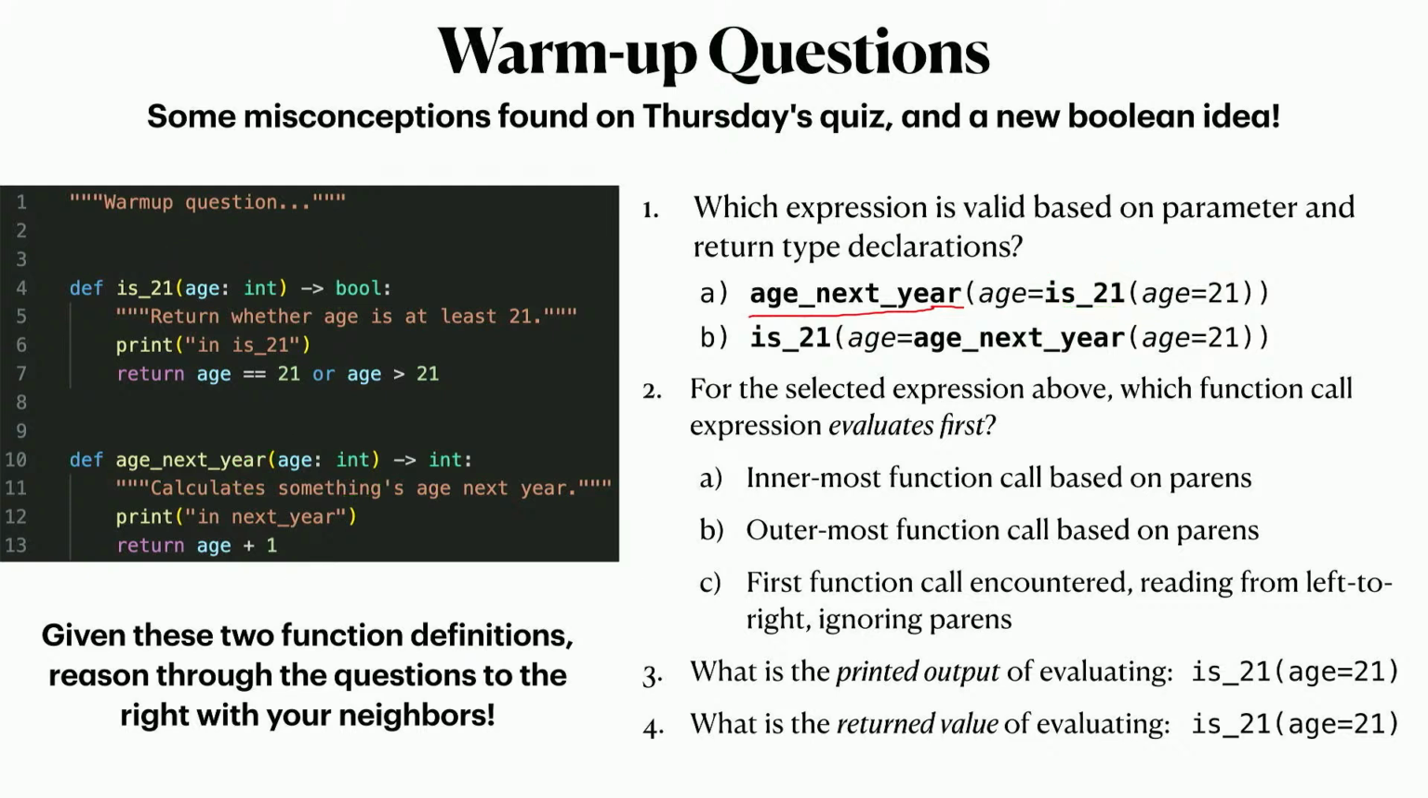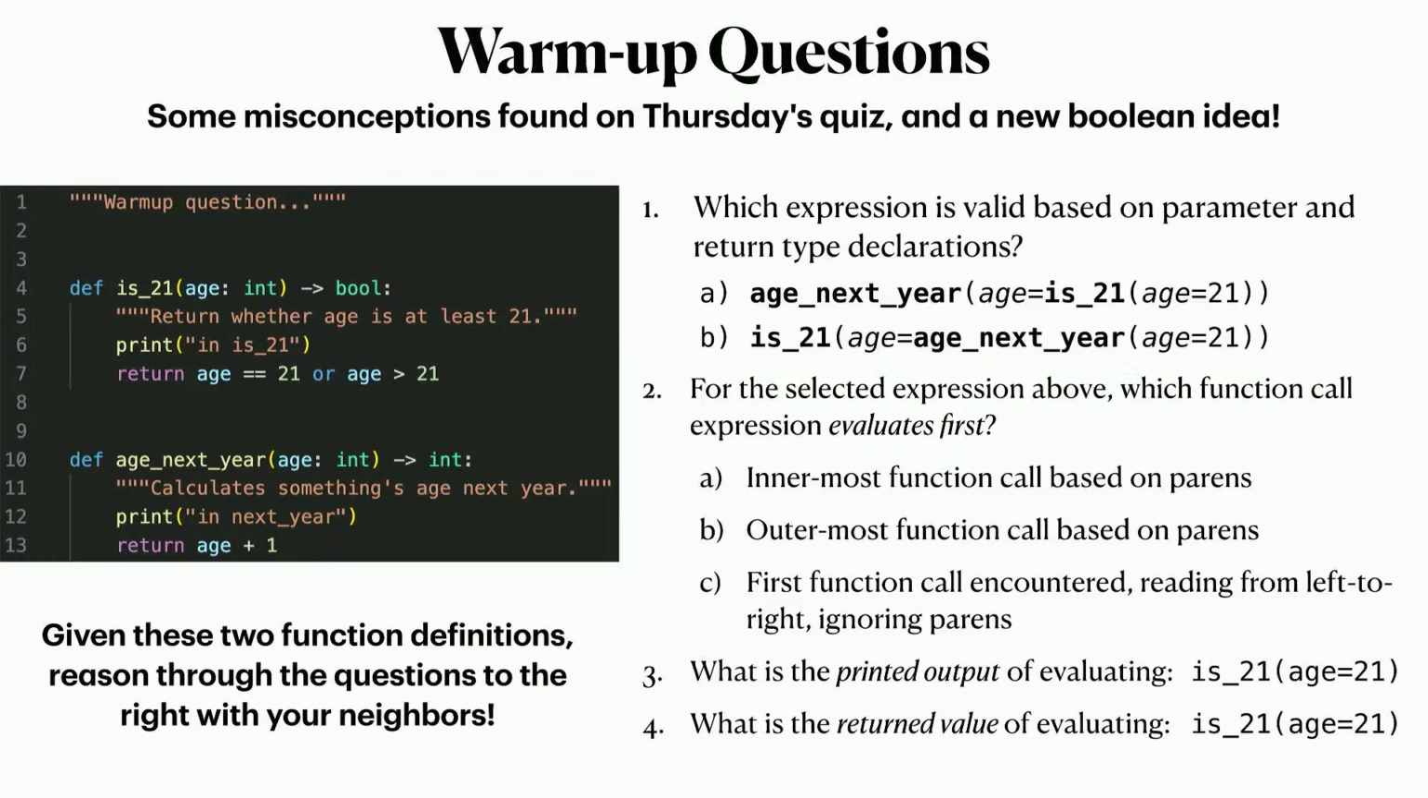And the response was B was correct. Let's look at why. So here, is21 is given an age, which is an int. That's great. And age next year is given an int, and its return type is an int. So if we work our way out from that, we expect age next year to evaluate to an integer, right? That's the return type that we're being told. We're giving that integer to the age parameter of is21. That checks out, and that's OK.